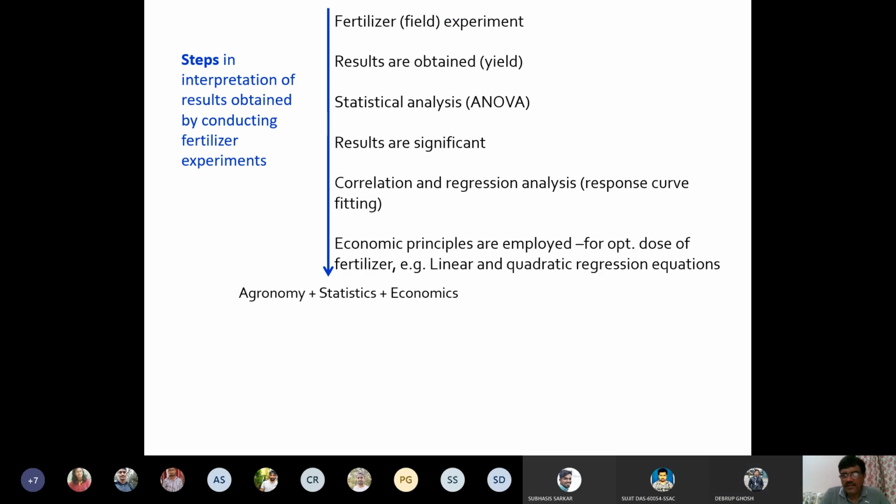Statistical analysis says that the results are significant, and then you can go for correlation and regression analysis. And this is what we call response curve fitting. You will understand it in detail, and then some economic principles can be employed to find out the optimum dose of fertilizer. So overall, this subject will cover knowledge from agronomy, soil science, statistics and economics. All these subjects are combined into one.